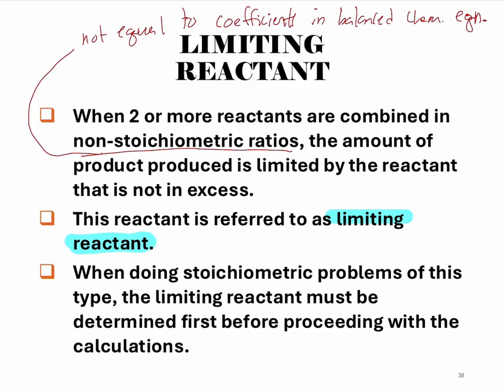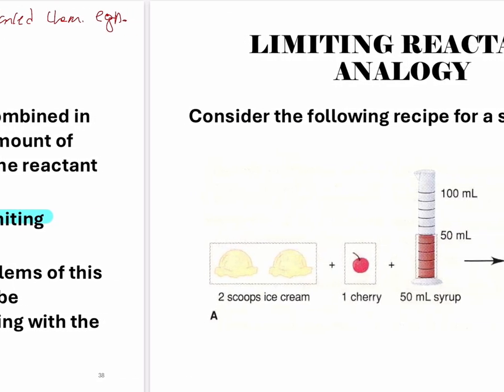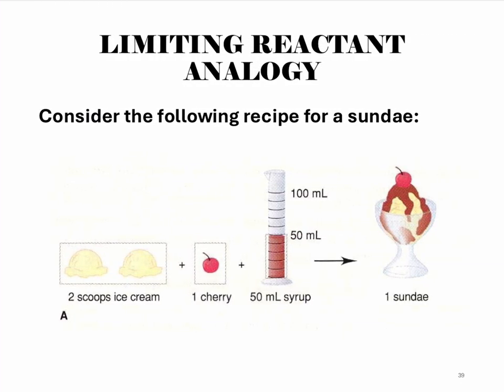And so before you can continue with these types of problems, usually you have to determine the limiting reactant first. And so what is the idea behind the limiting reactant? Well, use the analogy of making ice cream sundaes. Let's say for the perfect ice cream sundae, this is like our chemical equation, right? You need 2 scoops of ice cream, 1 cherry, and 50 milliliters of syrup for every single sundae, right? You need these exact ratios to make a good sundae. Otherwise, it's not a good sundae and you don't want it.